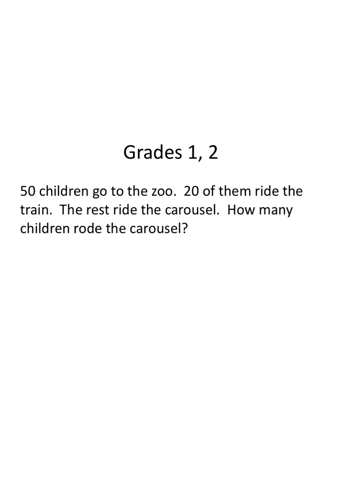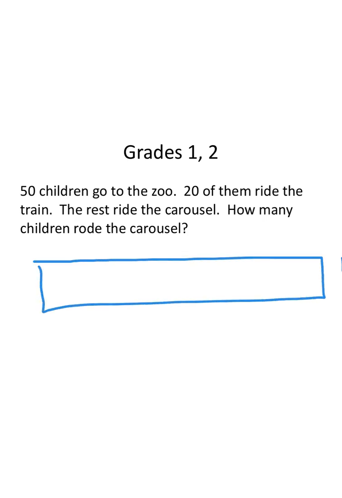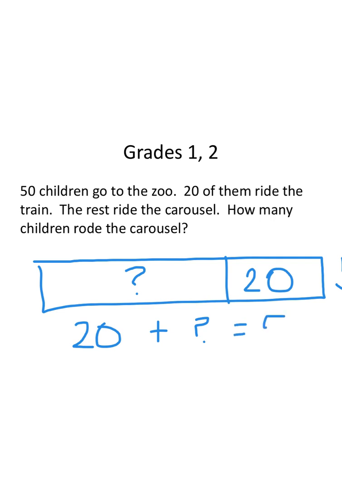So you have a total of 50. So that's our grand total is 50. One part is 20. We want to know how big the other part is. So our equation would be 20 plus some number equals 50. Or the relationship between subtraction would be 50 minus 20 equals some number. So the answer would be 30 children.